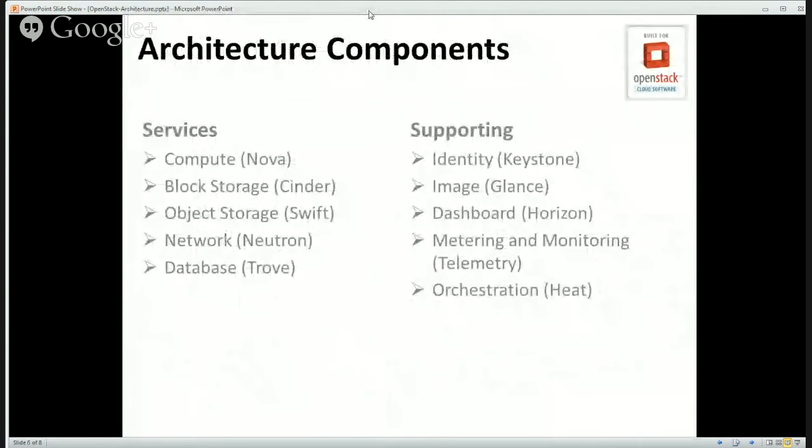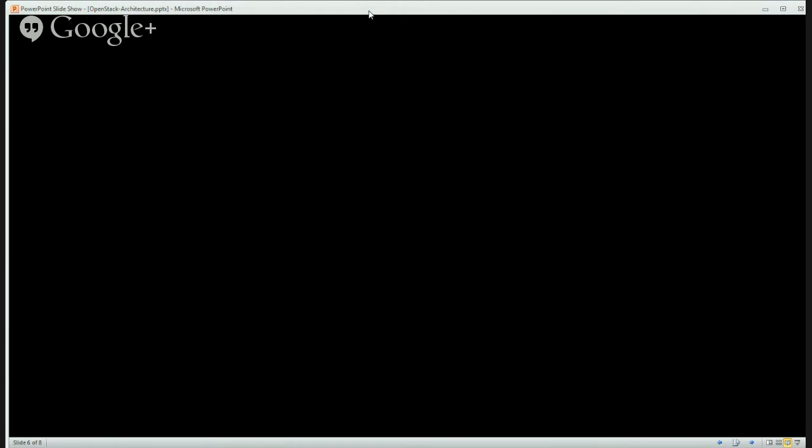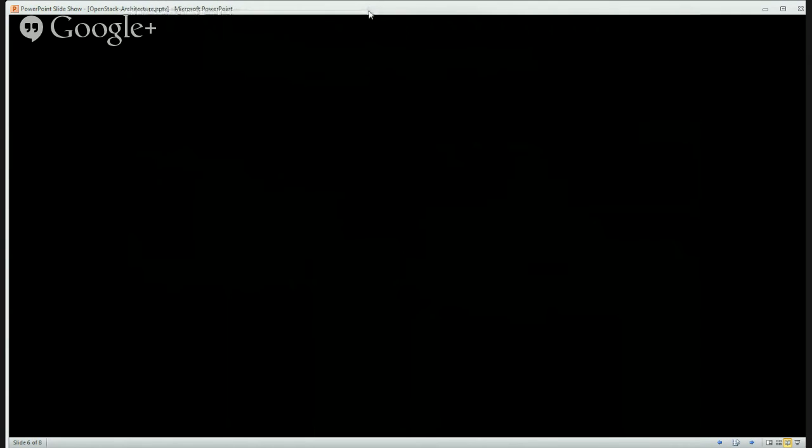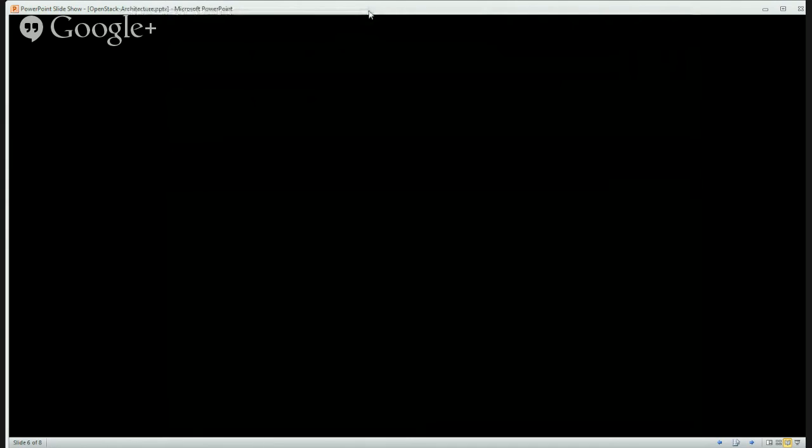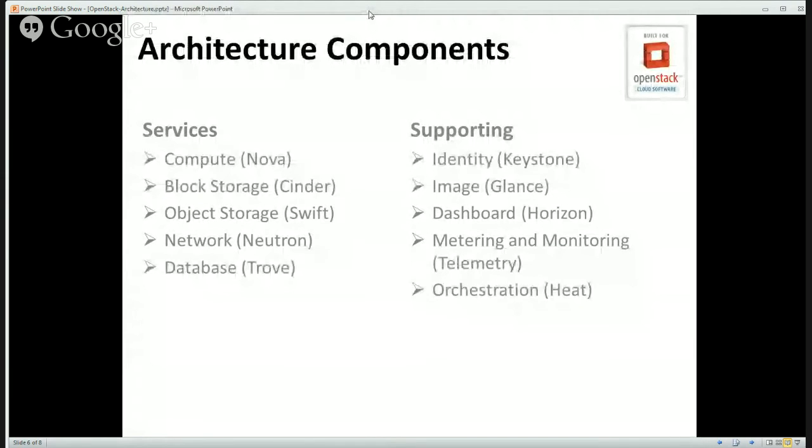Just to go over again, there are some different components. There are core services and some supporting services. The core services are compute, which is the project Nova, Cinder, which is our block storage, Swift, object storage, Neutron, our networking piece, and the database, Trove. There are also supporting services: Keystone is responsible for identity, Glance is our image service, Horizon is the dashboard, and telemetry, which a lot of people still know by the previous name Ceilometer, is responsible for metering and monitoring. Orchestration is our key project.